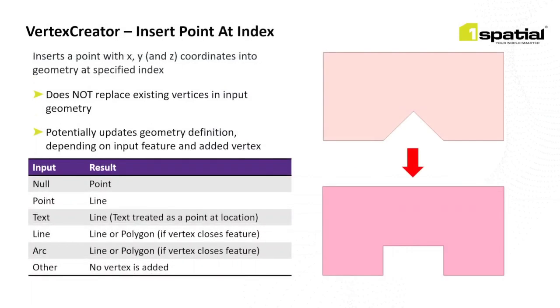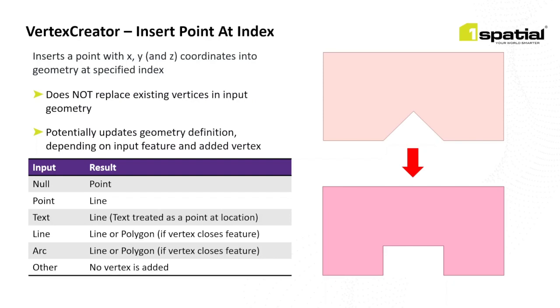Another one to talk about is inserting points at indexes. Inserts a point at the X, Y, and Z, if you've got them, coordinates, into geometry at a specified index. Again, this does not replace existing vertices in the input geometry. This behaves very much like that previous mode, where it does potentially update geometry definitions depending on the input feature and added vertex. You can create points, you can create lines, you can create polygons with this. But this one has a lot of interesting use cases because unlike the previous one that only appends to the end, this one can be inserted at any point in amongst your existing vertices.